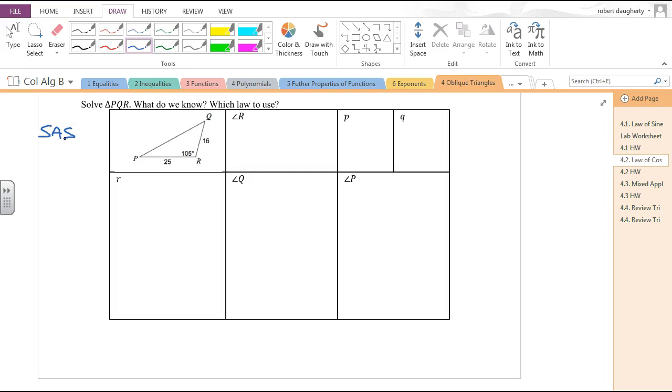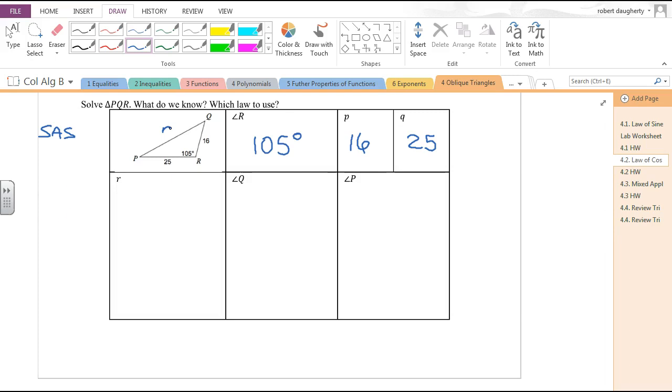So what do I know? Angle R is what, 105? Side P is what? 16. I got very different answers on that. Side Q is what? 25. Okay? So the law of cosine is going to allow me to solve for this side right here, R. R squared is going to be 16 squared plus 25 squared minus 2 times 16 times 25, and the cosine of 105. That's how I'm going to solve for side R.